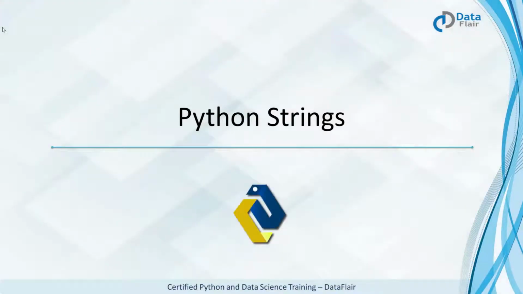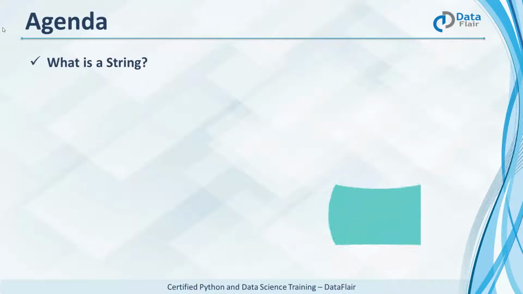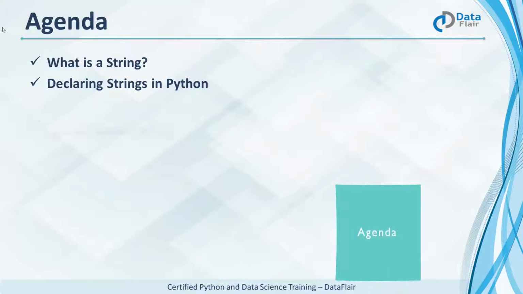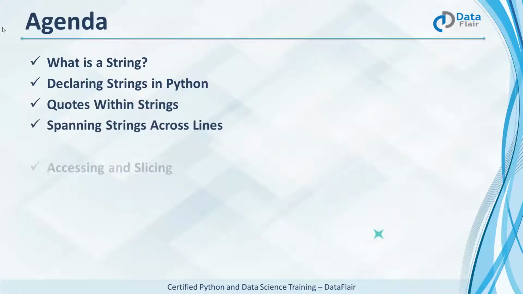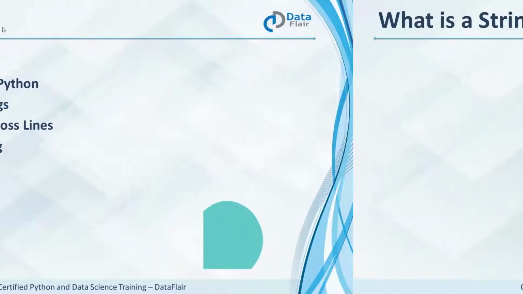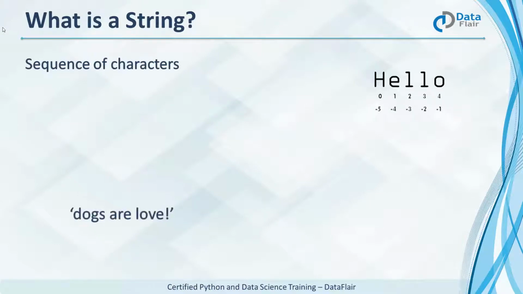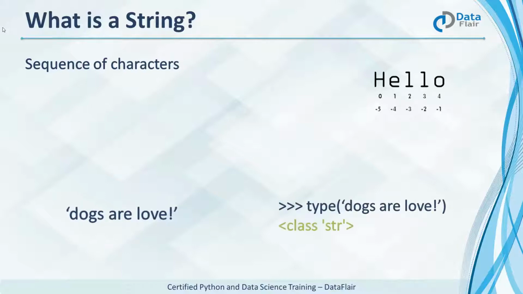Python strings. In this lecture on strings, we will learn how to declare them, use quotes in them, span them across lines, access and slice them, and concatenate them. A string is simply a sequence of characters. This is a string. It is an object of class str.